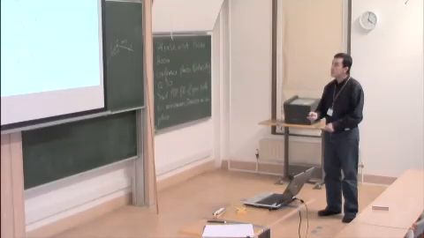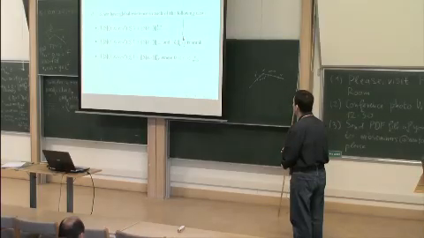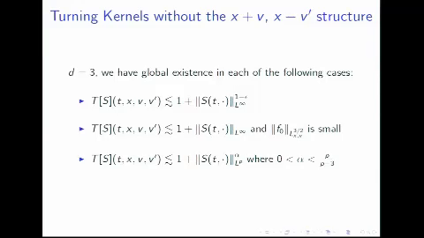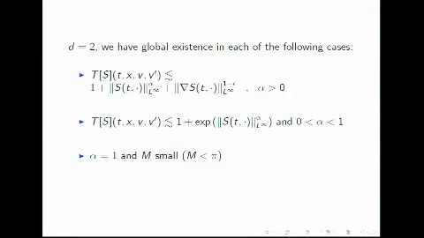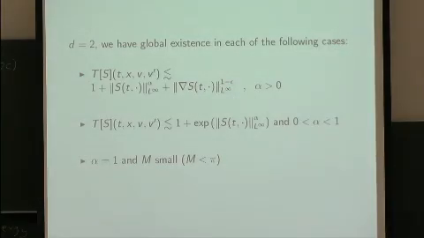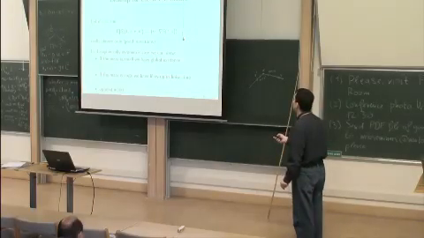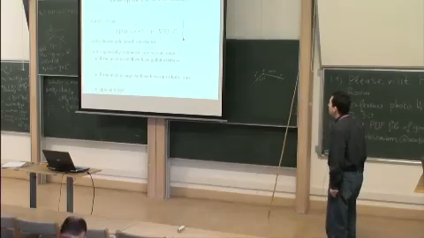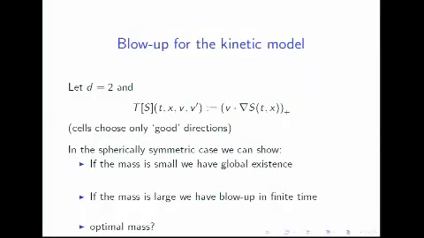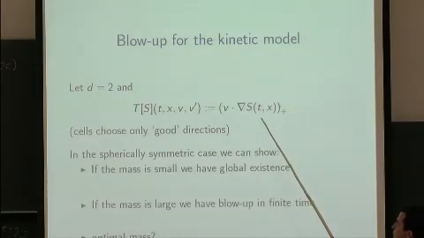Is this best possible? Right, let's go back. Okay, so is this best possible in 3 dimensions? I don't know. But this is the exact analog of this in 2 dimensions. It's the gradient to the 1 minus epsilon. And this is best possible. I know that this is best possible because we have found an example of a turning kernel which is of the order of the gradient, for which you have blow up in finite time if the mass is sufficiently large.